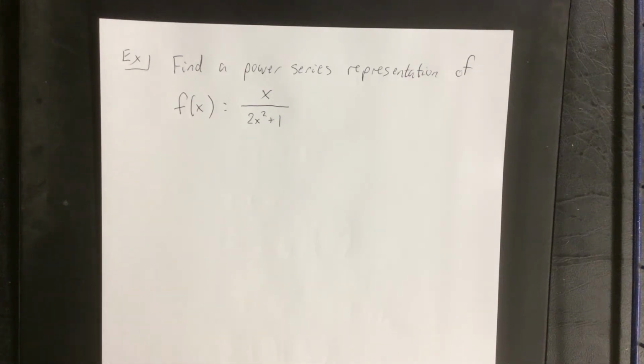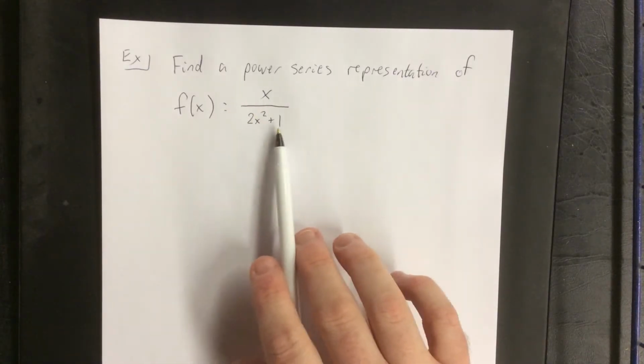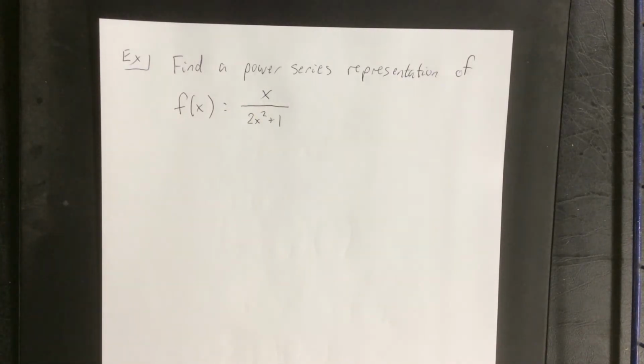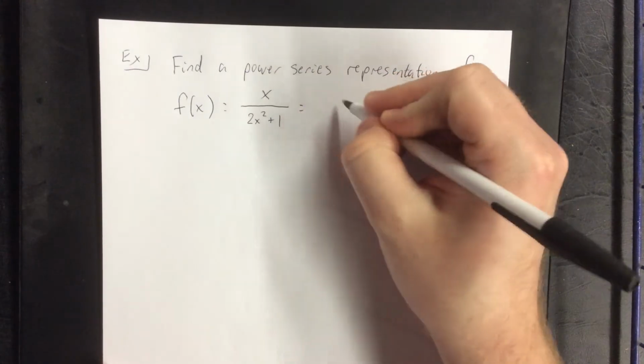For another example, I'd like to find a power series representation of the following function. This is f of x is equal to x over 2x squared plus 1. Now the big thing that we need in these cases is we need to make sure that our 1 is the first term of the denominator.